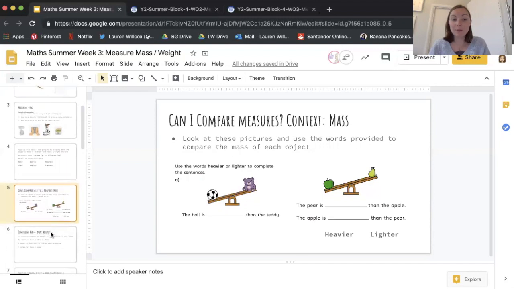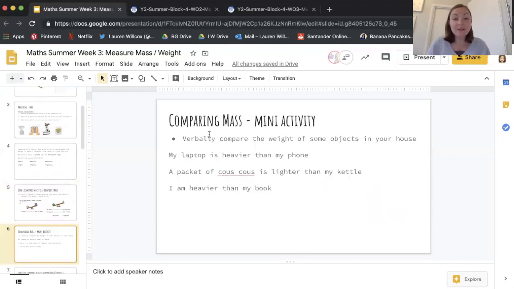Okay, well done. Here you've got a mini activity to do for comparing. It says verbally compare the weight of some of the objects in your house. So here I've got my laptop, and my laptop is heavier than my phone. I hold the two in my hands, which I can do now, and it's a bit of a struggle to hold the laptop in one hand, but my phone I can hold in one hand, it's lighter.